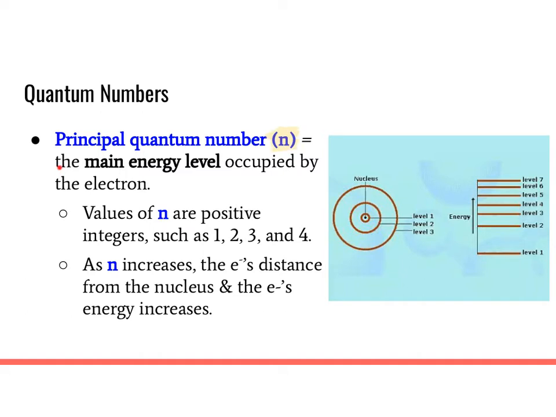The principal quantum number is the main energy level occupied by the electron. So where are those electrons actually located? The values for N are always positive integers, such as 1, 2, 3, 4. In chemistry, we have the numbers 1 through 7, because we have 7 rows on the periodic table.